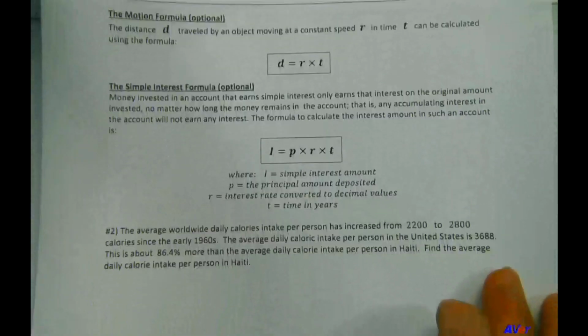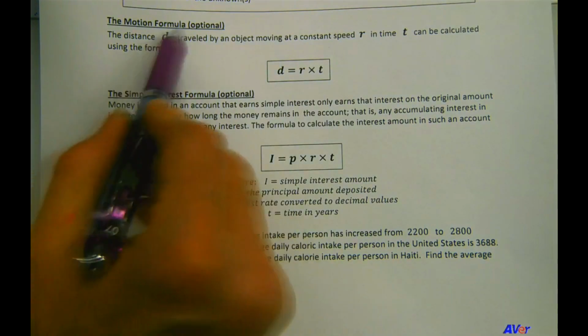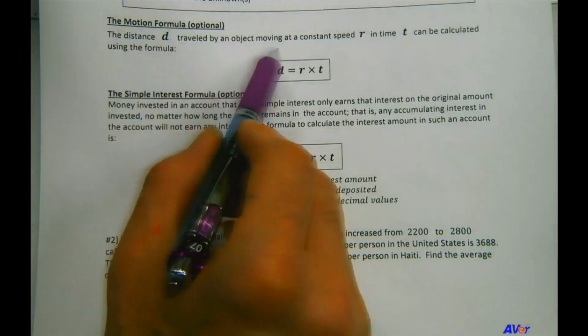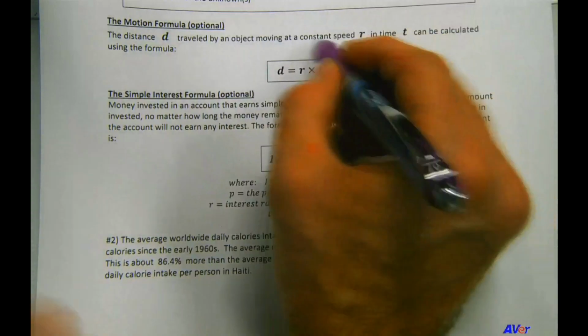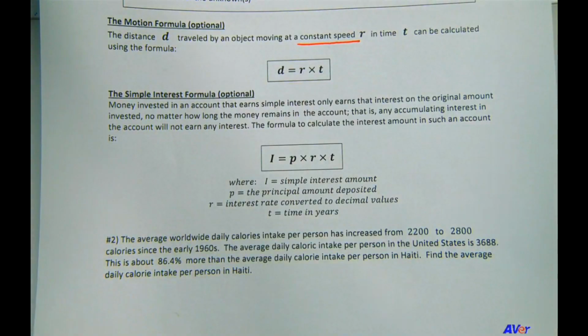Okay? So here we have, your book does this, so I'm following what formulas they provide. So they provide a motion formula for the distance. So they say that the distance traveled by an object moving at a constant speed. This is critical. The speed should not be changing, or it should not be a variable speed. It should be a constant speed.